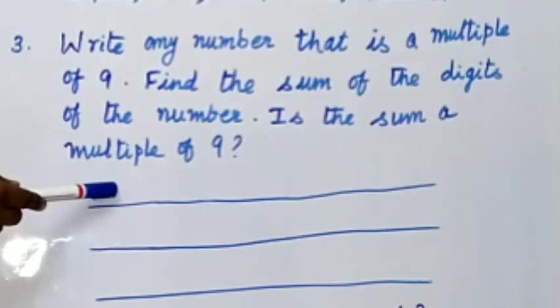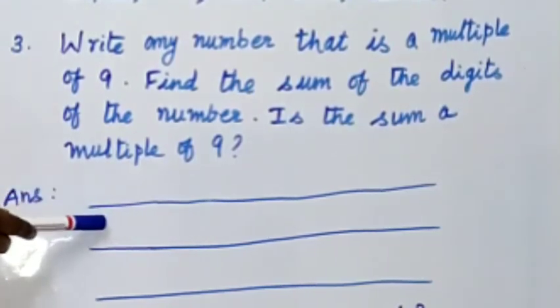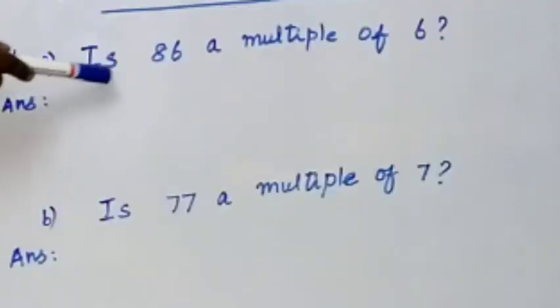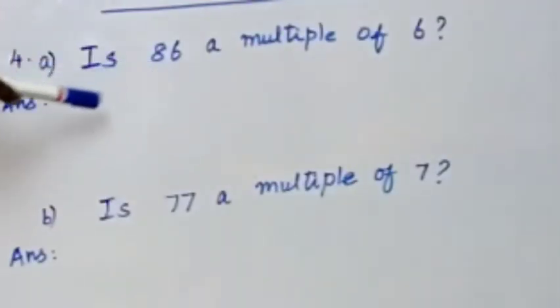In the first line, you have to write any number which is a multiple of 9. In the second line, you have to add the digits of the same number. You will get an answer. In the third line, you have to check whether the answer is a multiple of 9 or not. Then leave one line and write problem number 4A: Is 86 a multiple of 6?